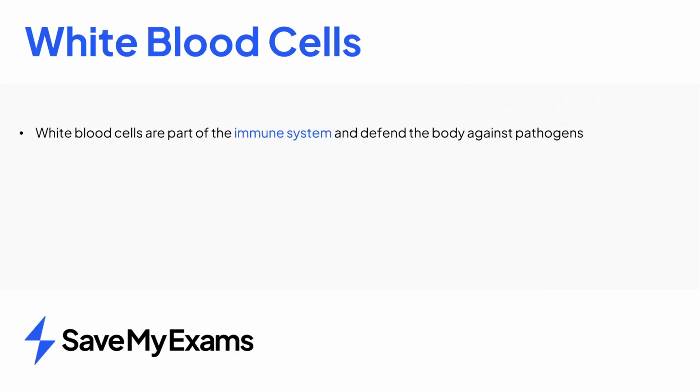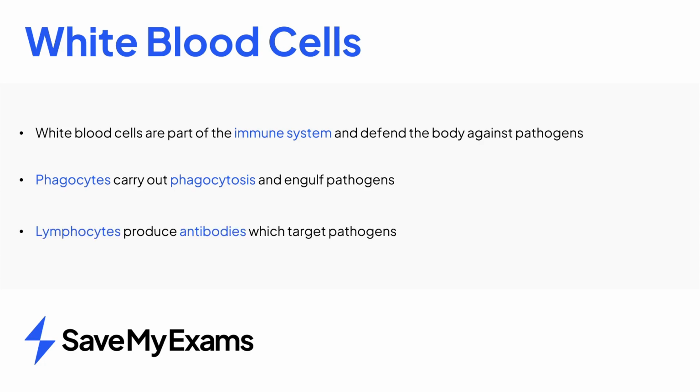In summary, white blood cells are part of the immune system and defend the body against pathogens. Phagocytes carry out phagocytosis and engulf pathogens, whereas lymphocytes produce antibodies which target pathogens.